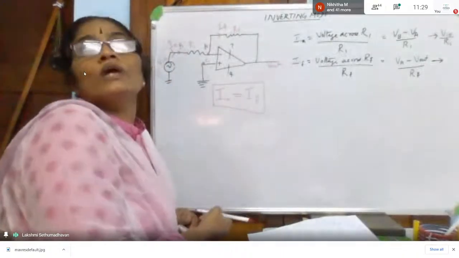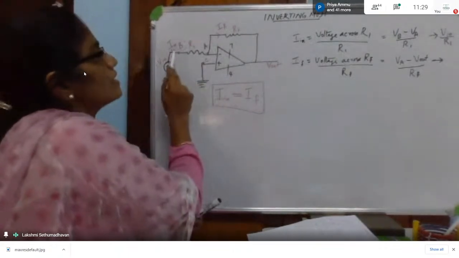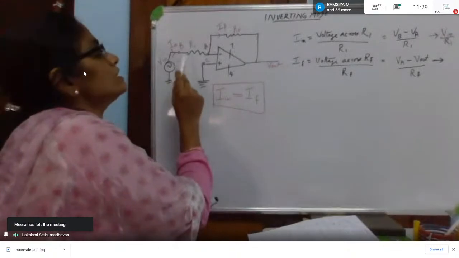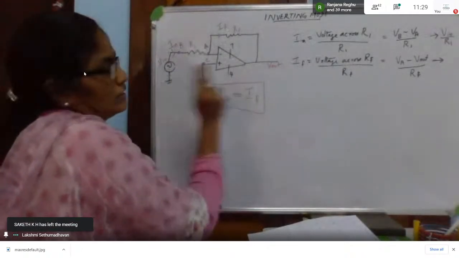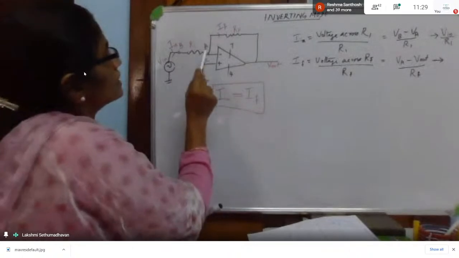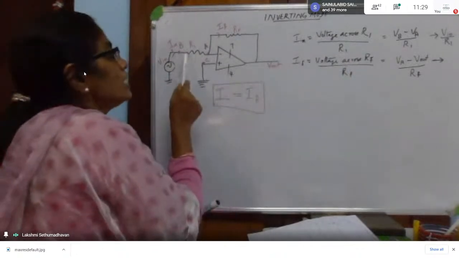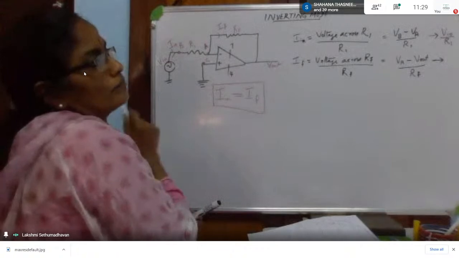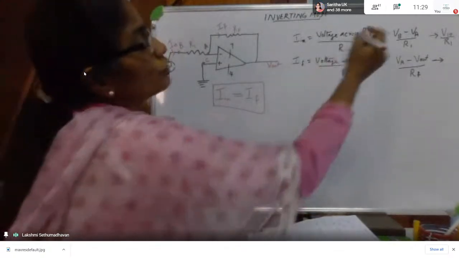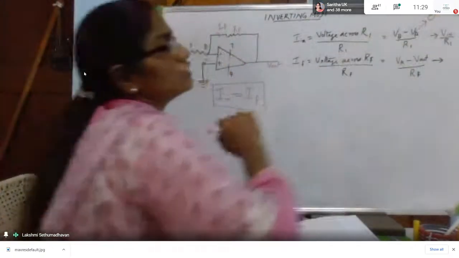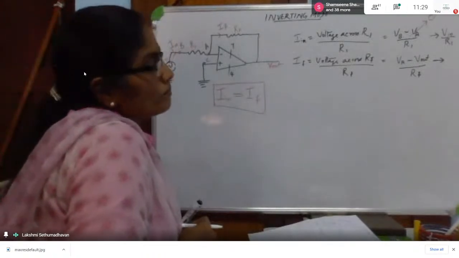Okay. So, how will we find out IN? For convenience, I call this point B, this point A, this point C. IN is the current flowing through R1. Current is voltage by resistance, so it is the voltage across this R divided by R. Voltage across R1 is VB minus VA, so IN is VB minus VA by R1. Now, you know that VA is virtual ground, so it's going to be zero. My expression reduces to Vin by R1.